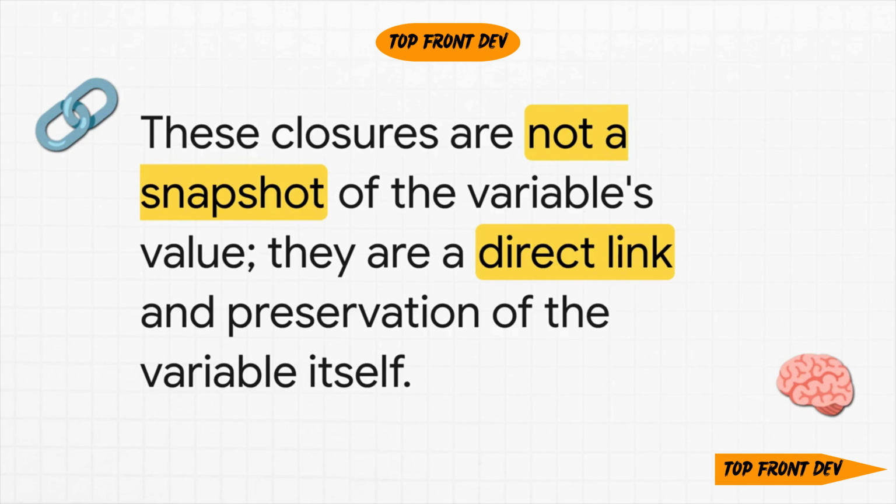Now, this is the most important part. This is the real secret sauce of closure. It is not just taking a snapshot of the variable's value at one moment in time. It's a persistent, live link to the variable itself. And that means if that variable ever changes, the function will see the new value.